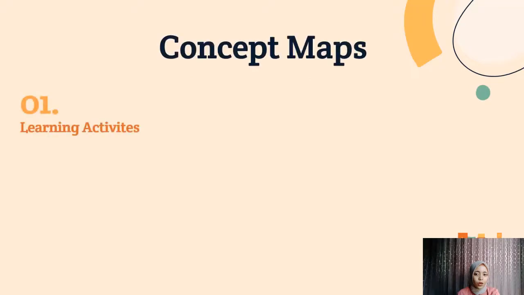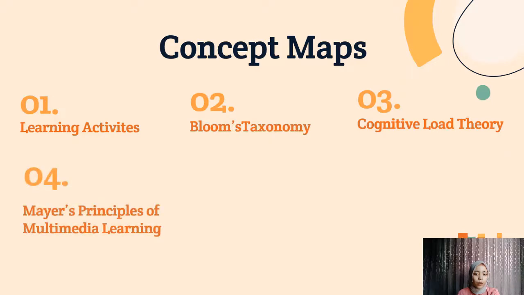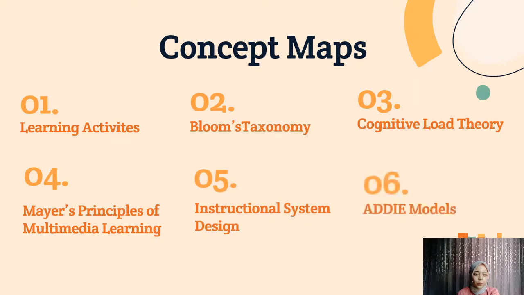Concept map. Number 1, learning activity. Number 2, Bloom's taxonomy. Number 3, cognitive load theory. Number 4, Mayer's principles of multimedia learning. Number 5, instructional system design. Number 6, ADDIE model.